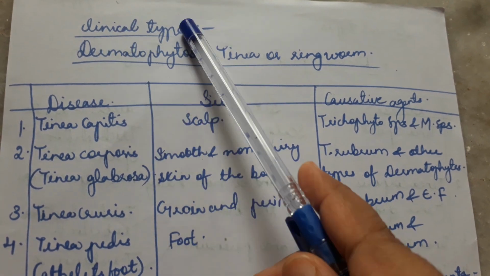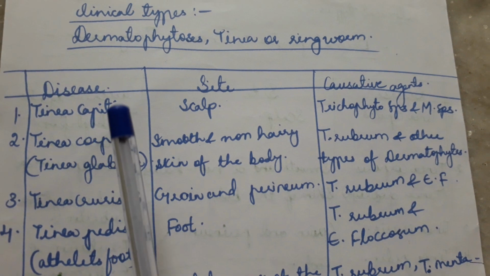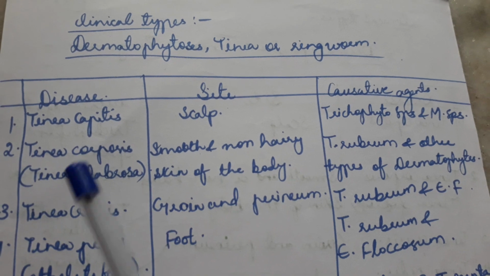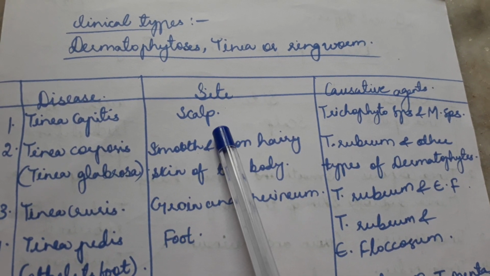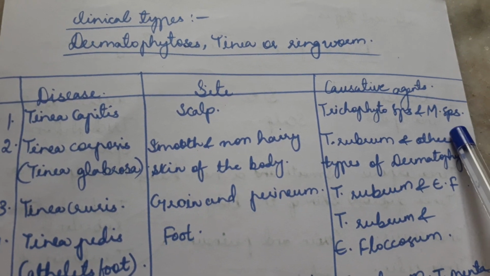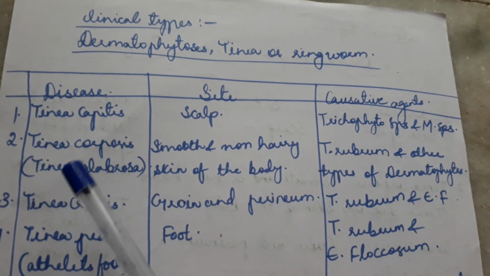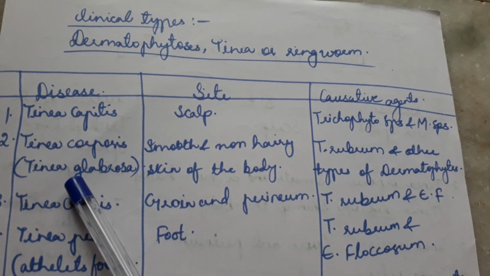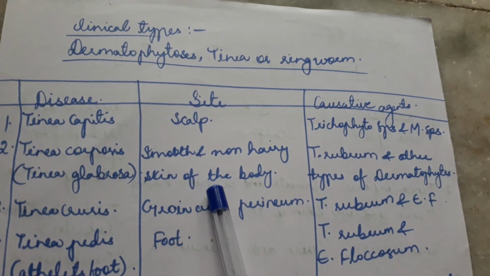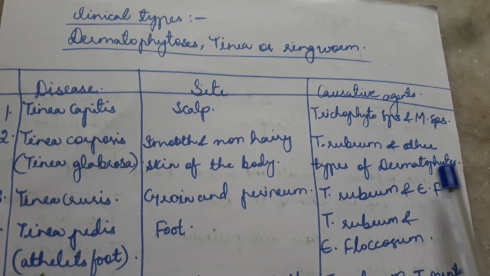Coming to the clinical types, dermatophytosis is called tinea or ringworm. We will see the disease, site and causative agents. Tinea capitis: the site is scalp, and the species are Trichophyton species and Microsporum species. Tinea corporis, or tinea glabrosa: the site is smooth and non-hairy skin of the body. Causative agents are Trichophyton rubrum and other dermatophytes.